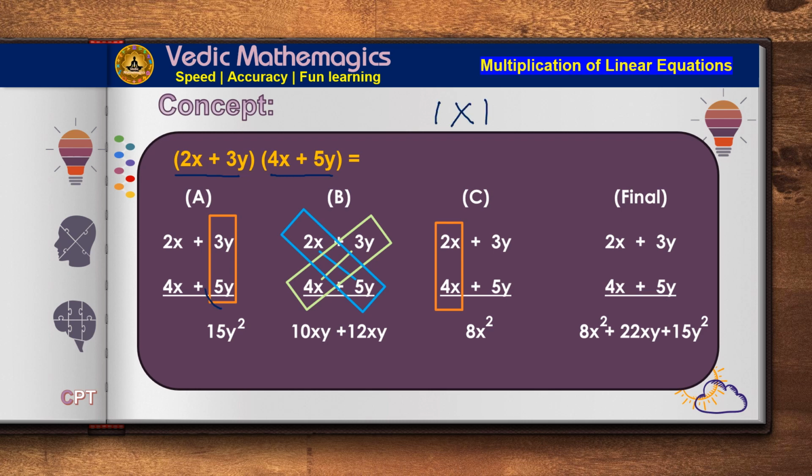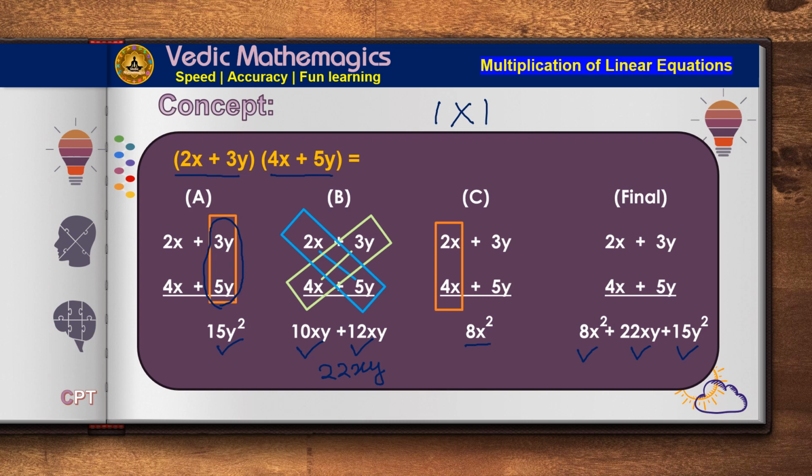Here the first two terms have to be multiplied, that is 5 threes are 15y square. Then 5 twos are 10, and 4 threes are 12. So 10 plus 12 becomes 22xy. And the last one is 2x into 4x, 4 twos are 8x square. When we add all three things, the answer will be 8x square plus 22xy plus 15y square. And this is the correct answer.